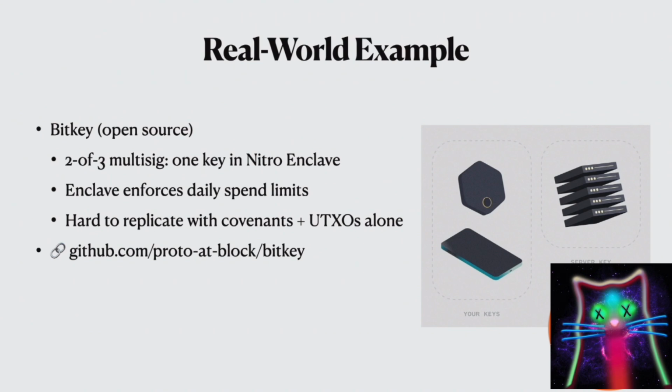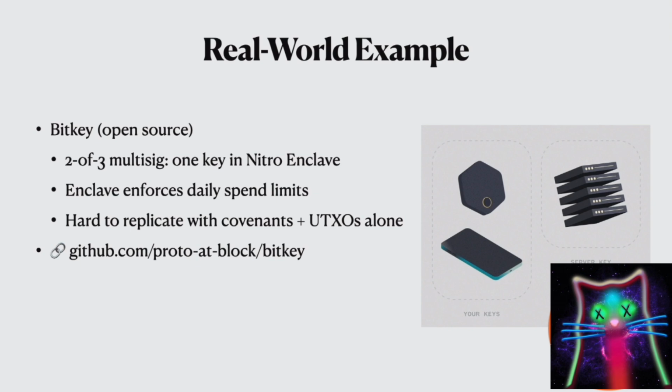A real world example of this. I wanted to prove that I'm not just regurgitating AWS sales material here. There's an actual wallet on the market right now. It's called BitKey. It's from Block. And the way that this wallet works is it's a 2 of 3 multi-sig. So there are 2 devices that a user holds. They have their phone, which has 1 key. They have a little piece of hardware that looks like a little hexagonal rock. These 2 things are held by the user.